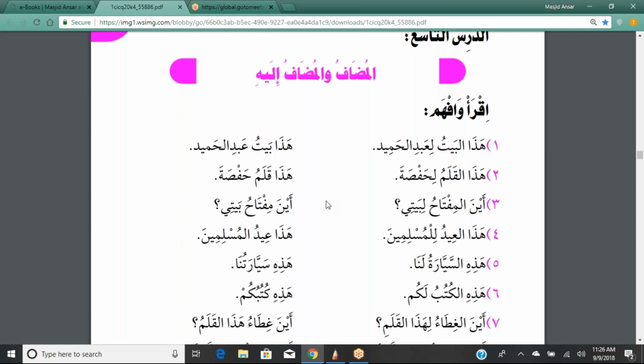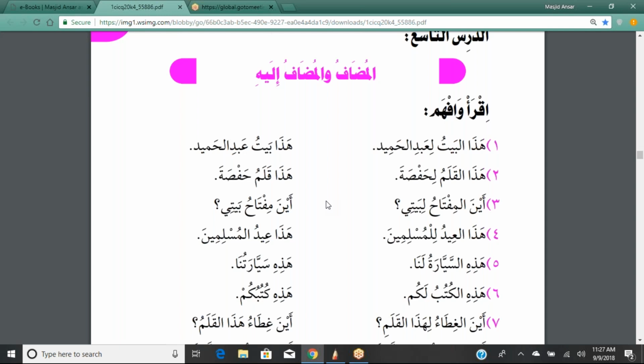So what do you have to study first when you're studying Arabic? Mudaf ilayh first or Lam al-Mulk first? You have to do Lam al-Mulk first, so you understand these sentences. Na'am. You understand that, Ya Jihad? هذا القلم لحفصة. This pen is for Hafsa.